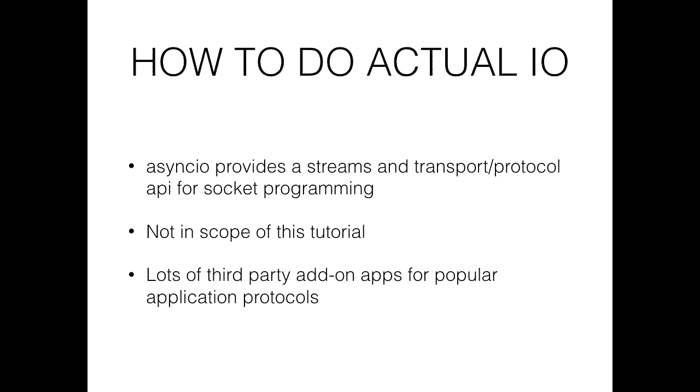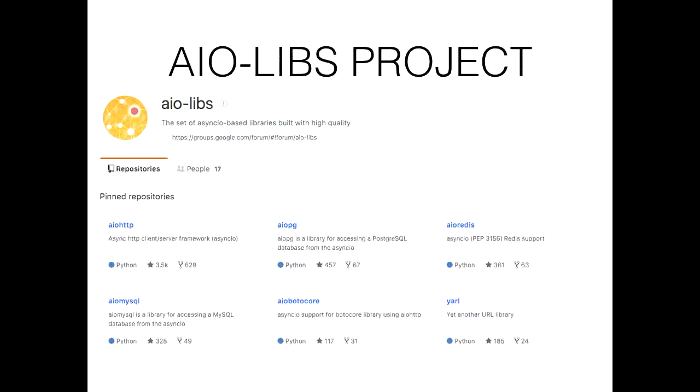But what you could do is, rather than using that sockets layer, there are lots of third-party add-on libraries for popular application protocols. A lot of them are contained in the aio-libs project. For example, there's aiohttp for doing HTTP requests. It has a syntax that's very similar to the popular requests library. It also has a web server with a framework that's kind of Flask-like. And you can see there are other ones. I like aioredis because I like to use Redis. There's MySQL, and so on.